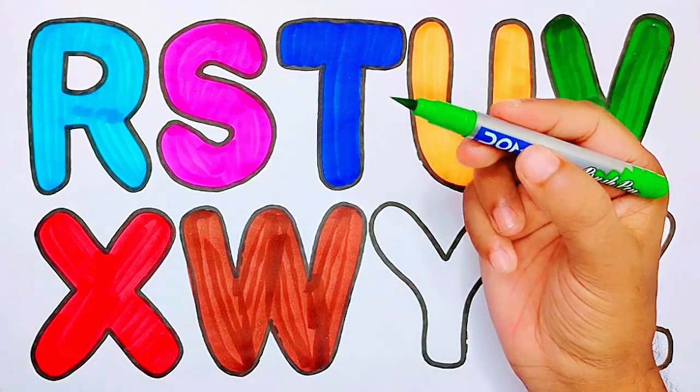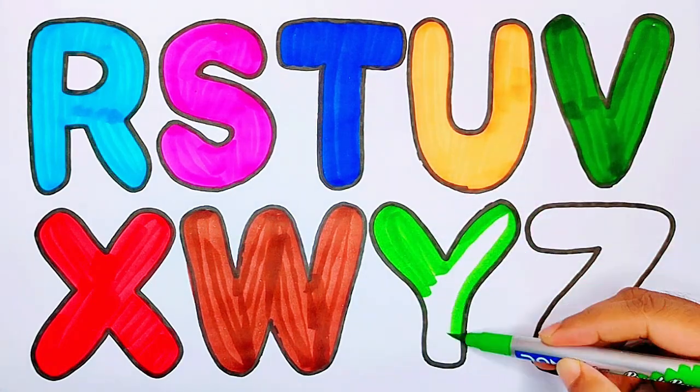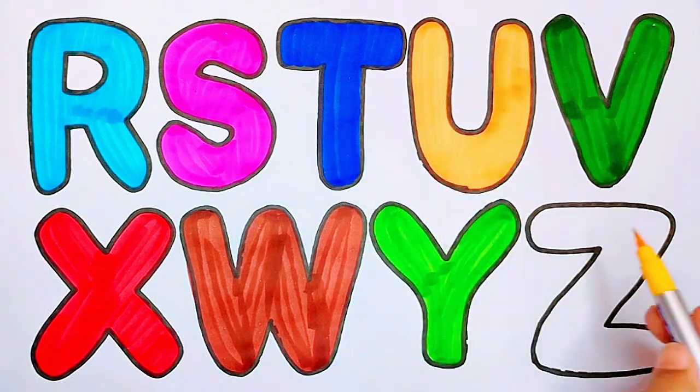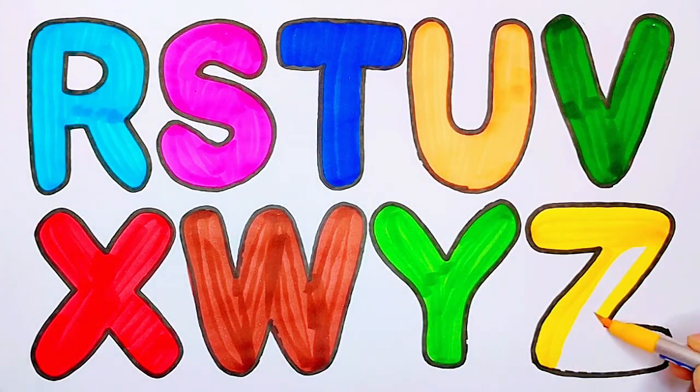W, to see a lamb at school, light green color. Y, and so the teacher turned it out, yellow color, turned it out, turned it out. And so the teacher turned it out, Z.